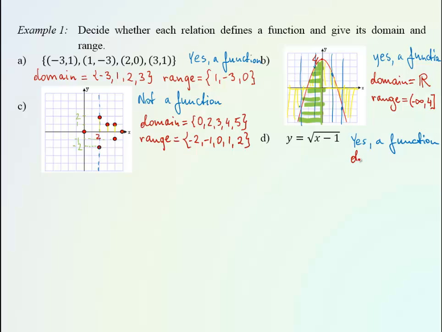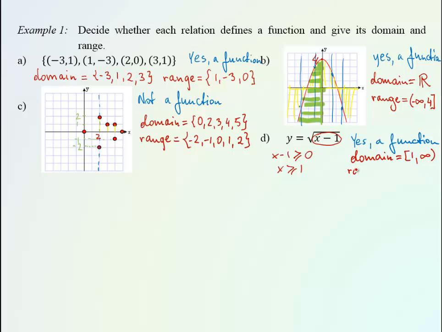To find the domain, we should protect the radicand from becoming negative. So on the side we can calculate when x minus 1 is bigger or equal to 0, well, when x is bigger or equal to 1. Therefore the domain is everything from 1 up to infinity.